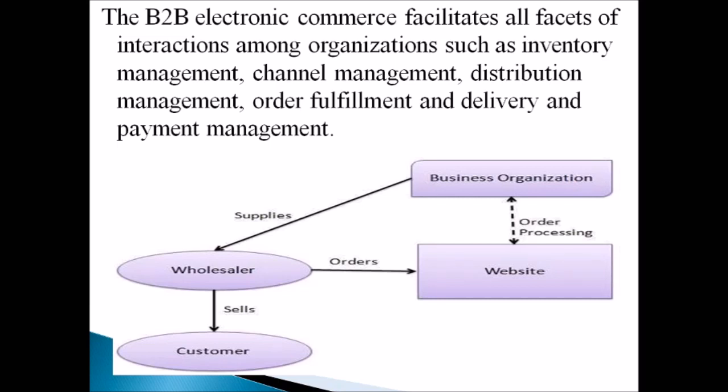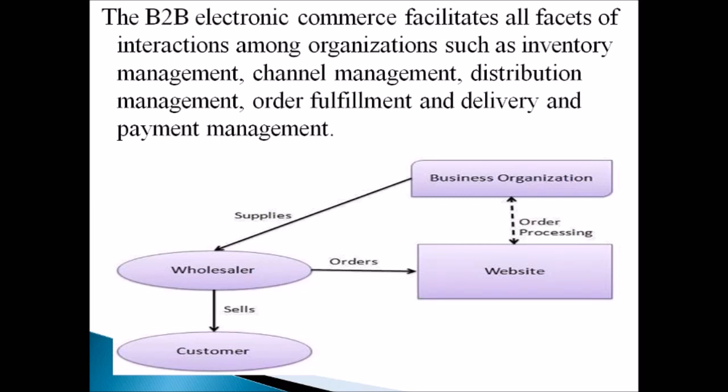Next one, channel management. Channel management is a process where the company develops various marketing techniques as well as sales strategies to reach the customer. They will implement some attractive plans to cover the consumers. And next one, distribution management. Distribution management is a process of shipping orders to customers or transporting those things to the customers. Next, order fulfillment and delivery and payment management. So all these types of interactions can be managed in this type of e-commerce.